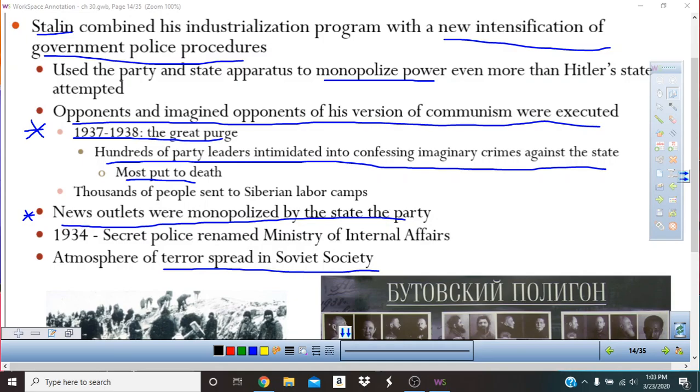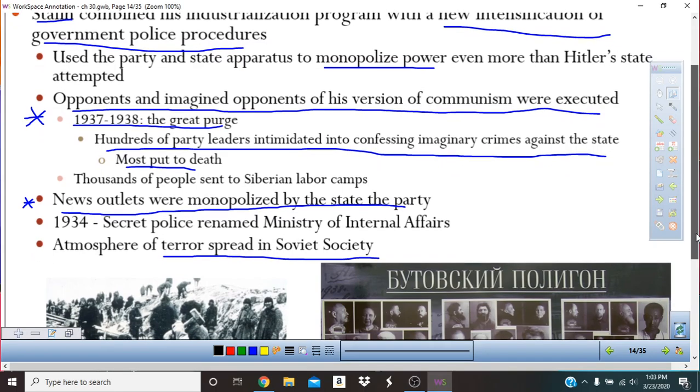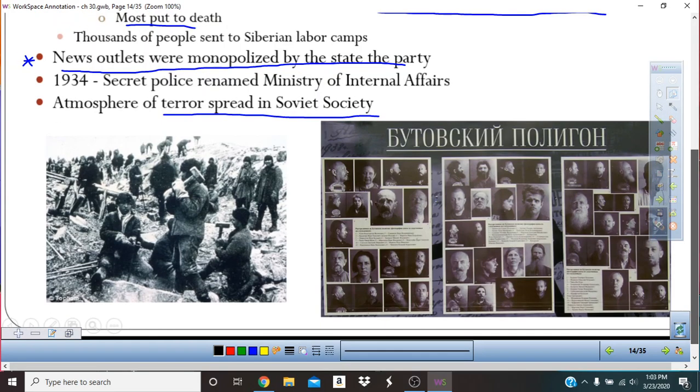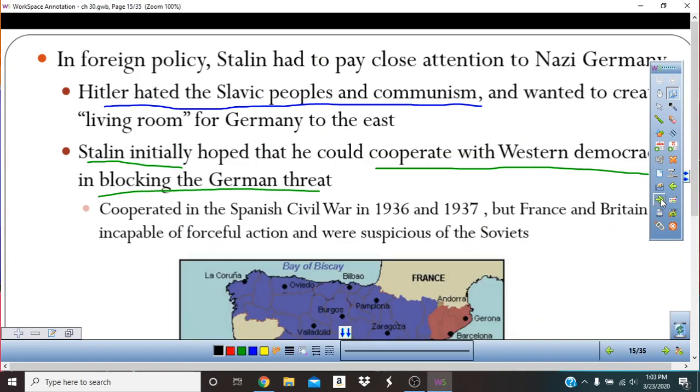It's no surprise that the media would be controlled by the communists under the leadership of Joseph Stalin. And he wanted to promote terror throughout the country, try to intimidate people. All right.